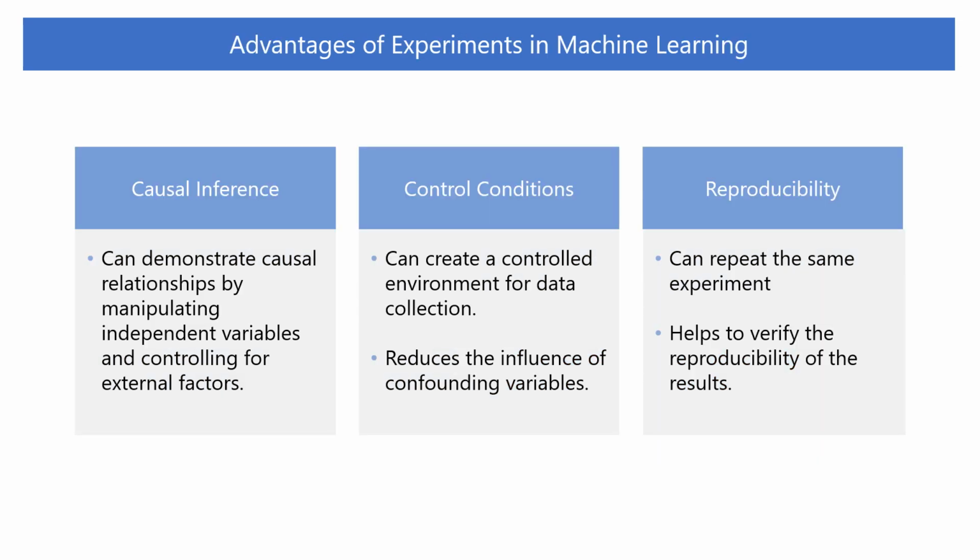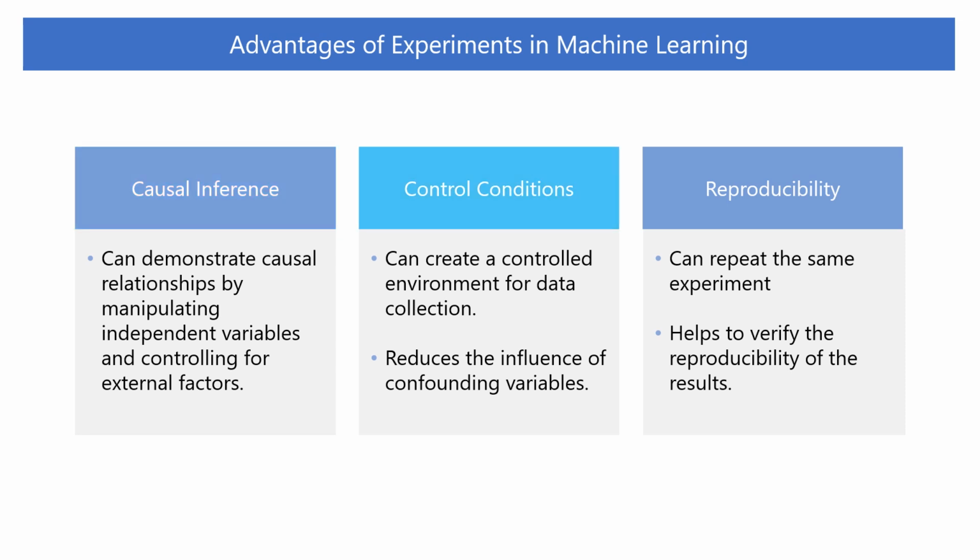In primary data collection in machine learning, experiment has several advantages. The first is its usefulness for causal inference. Experiment is one of the few methods that can demonstrate causal relationships between variables. We can do it by manipulating independent variables and controlling for external factors.